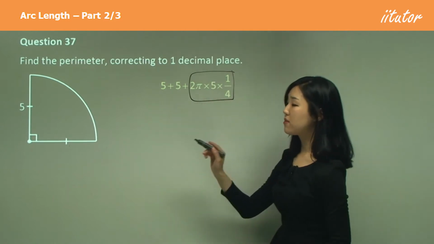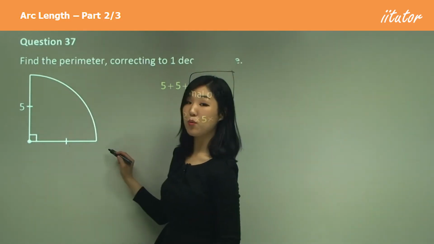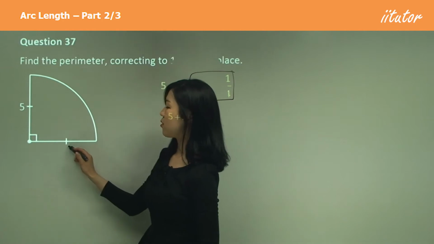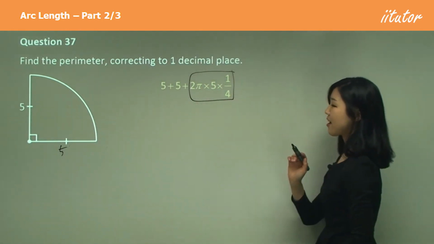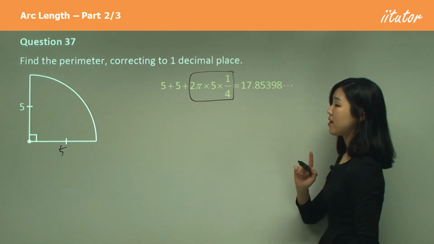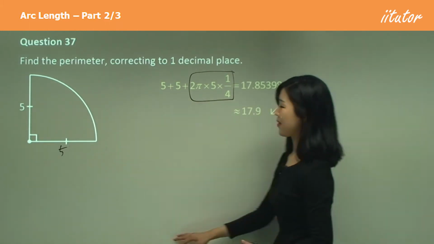And because we want the perimeter, we're going to add on these two sides as well, don't we? So we do 5. This is also 5, so plus 5 2 times. And calculate that in your calculator to get this. To 1 decimal place, that's your answer.